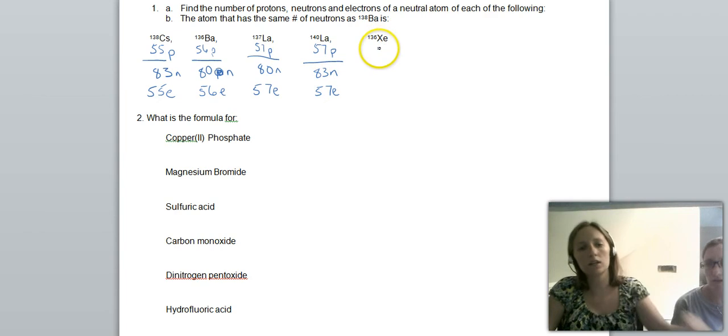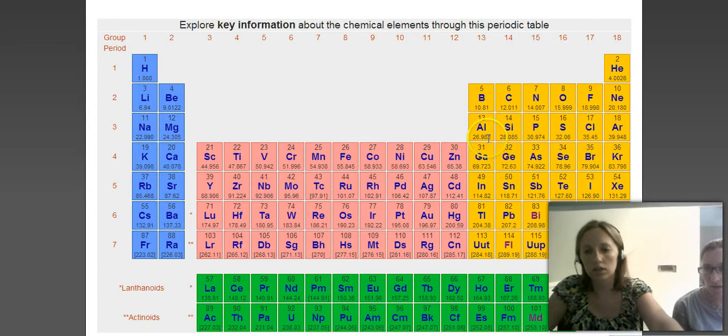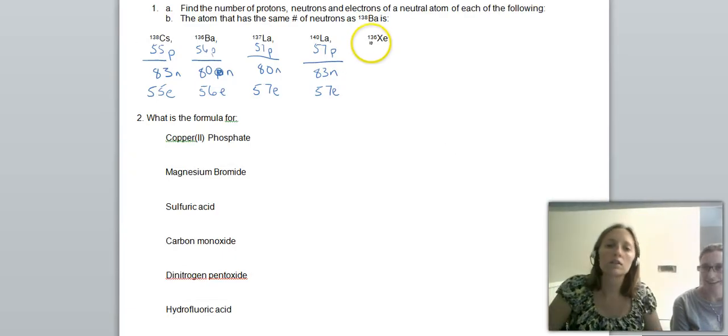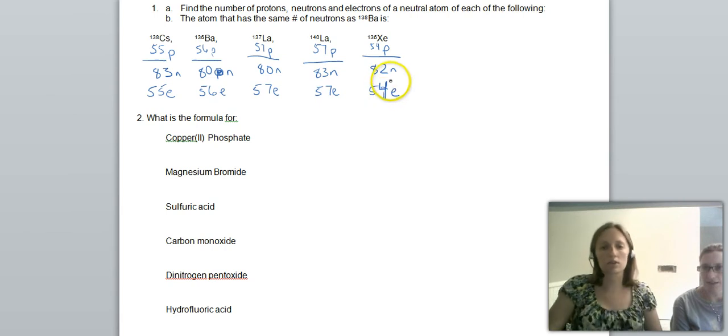And xenon, which is over here, is number 54. I did do a series. How about that? Xenon has 54 protons and 82 neutrons and 54 electrons.